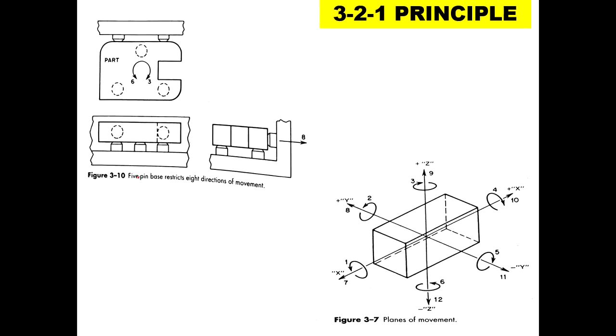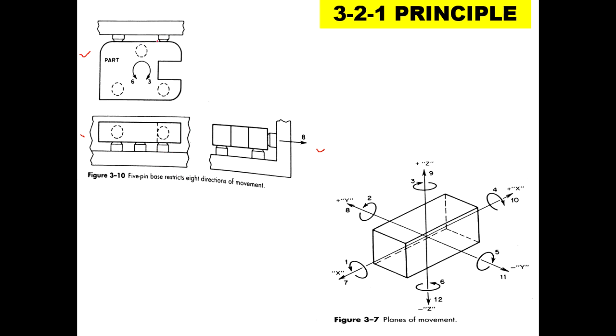Now if you use 2 more pins on another side, so this is the 3 pins at the base. With these additional 2 pins, again this one is the top view, this is the front view, and this one is the side view. Now in total we have 5 pins, 3 pins at the base, you can see, and 2 pins on one side. With these 3 pins at the base and 2 pins on one side, no doubt with the 3 pins earlier we have restricted 5 degrees of freedom.